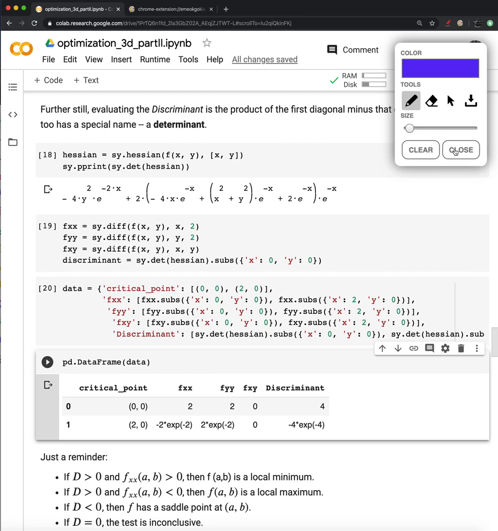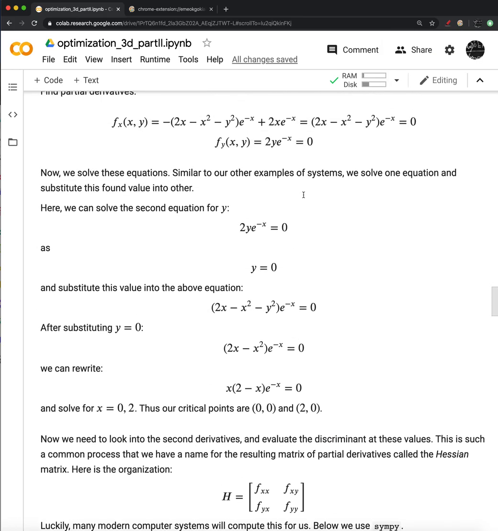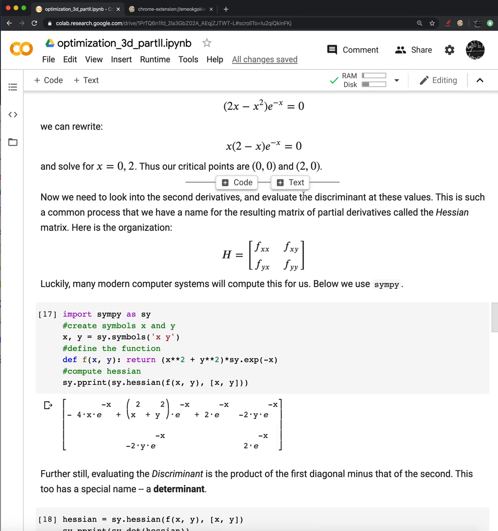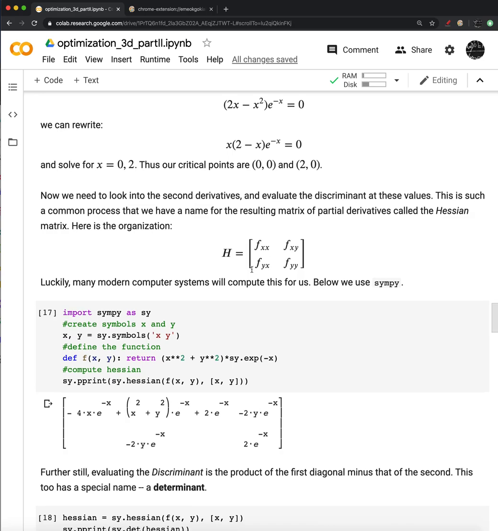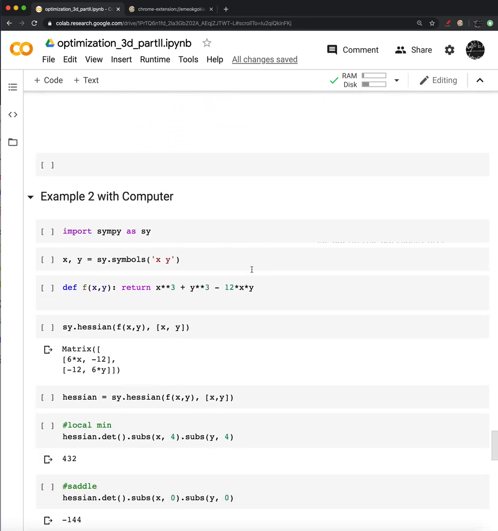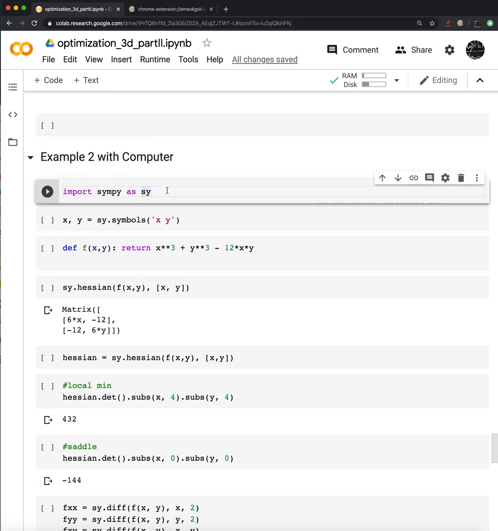Now, this stuff happens so much that we have ways to organize and make these operations more efficient. Namely, doing that multiplication that we just did to find the discriminant, we can organize our second derivatives in a matrix like this and then use matrix operations to actually find those products and evaluate them. Oftentimes we'll use a computer to do this. So next thing is to walk through just this same example using a computer.